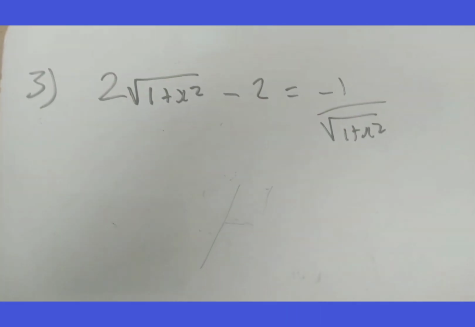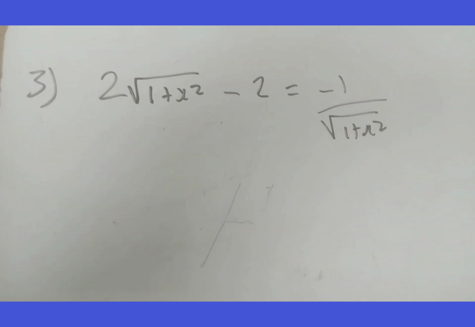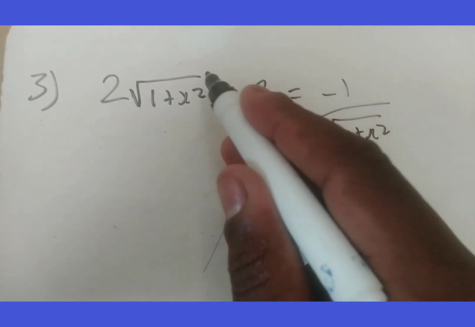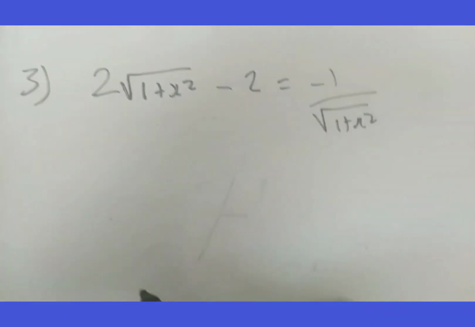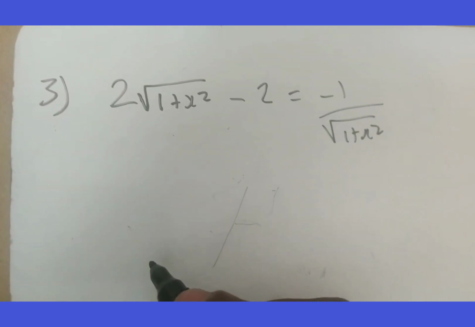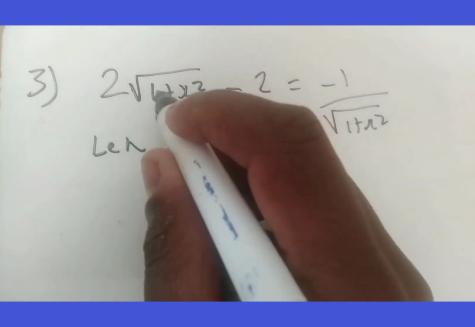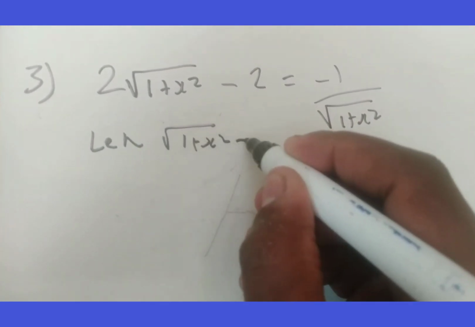Here is another question. You can even pause the video and attempt it and see if you are getting it. So we have this stuff. What do we do? You know, most people make a mistake of trying to square this side and squaring that side, but it's not going to work no matter how you try. So what do we do? Well, we'll say let. You see, these are the same. So you will say let root of 1 plus x squared be equal to k.